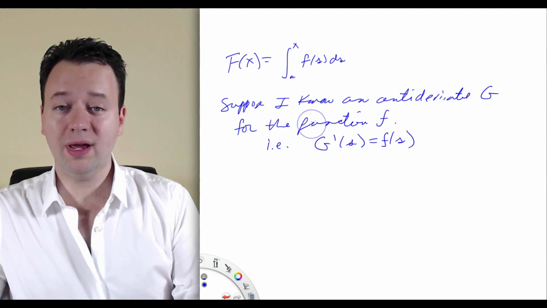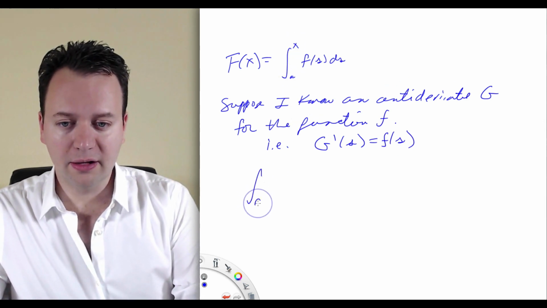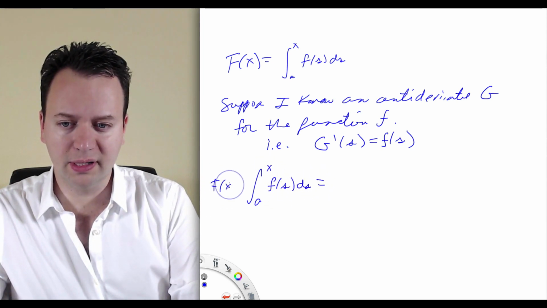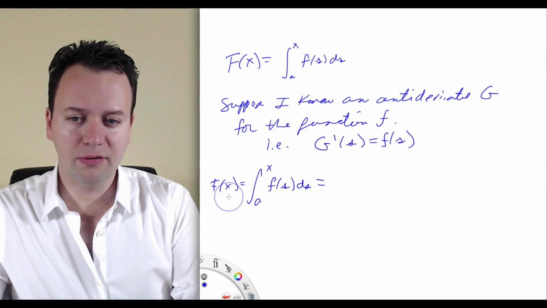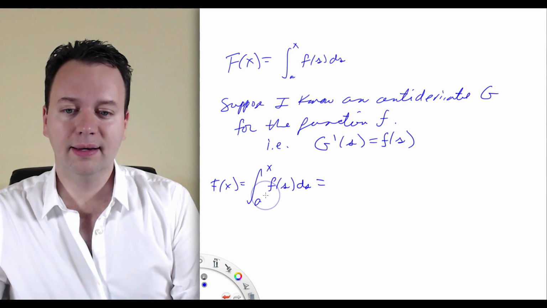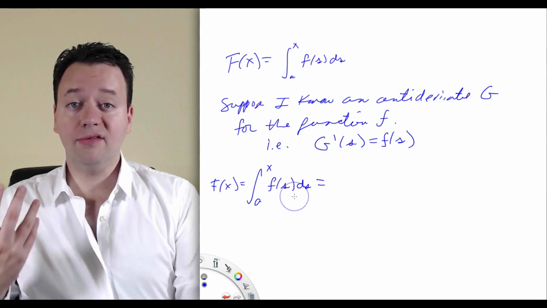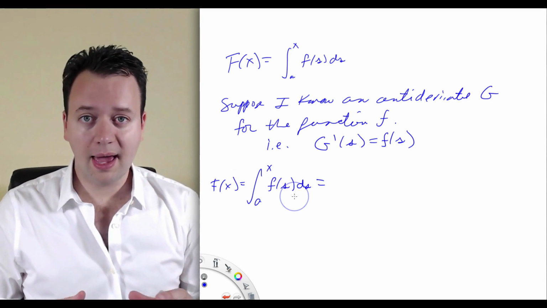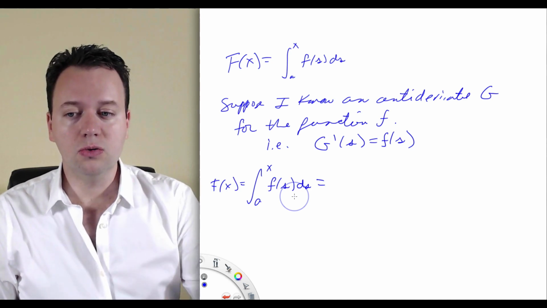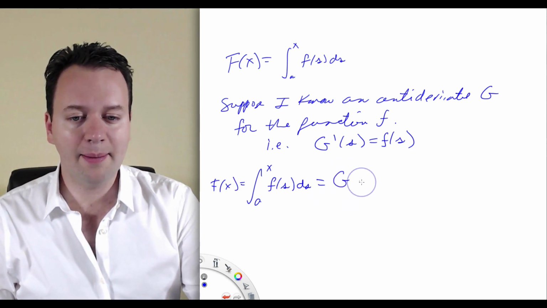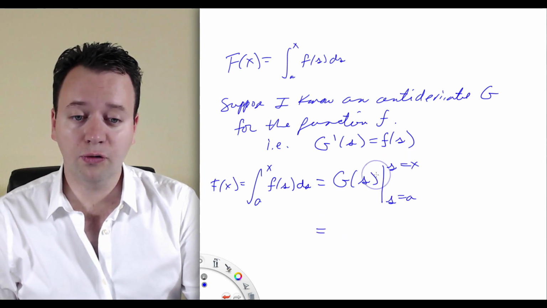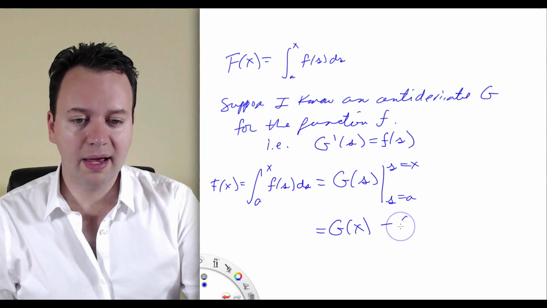Well, in that case, if I treat a and x as constants, and I integrate from a to x, little f of s ds, and remember this is just the definition of capital F of x, but we can kind of ignore this right here. So if I integrate from a to x, little f of s ds, and I have this antiderivative capital G, well, I can use the fundamental theorem of calculus, aka the first fundamental theorem of calculus, to express this antiderivative as capital G of s, and then I evaluate that between s is equal to a and s is equal to x. So when I plug in x for s, I get capital G of x minus capital G of a.